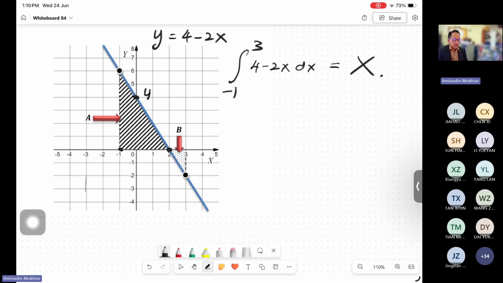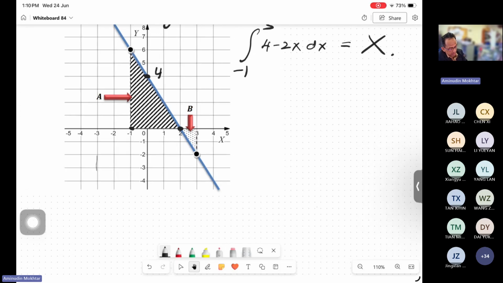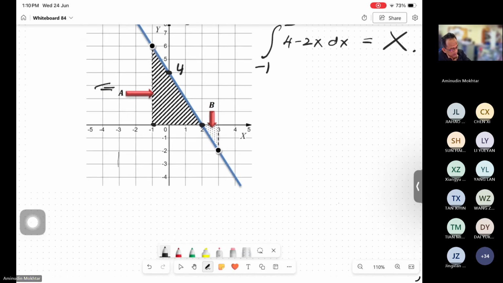You need to determine whether all the area is above the x-axis or below the x-axis. For this case, we have two areas. Area A is above the x-axis, area B is below the x-axis. For area A, since it is above the x-axis, between x equals -1 and x equals 2, we can find the definite integral straightforwardly: the integral of 4 minus 2x dx.